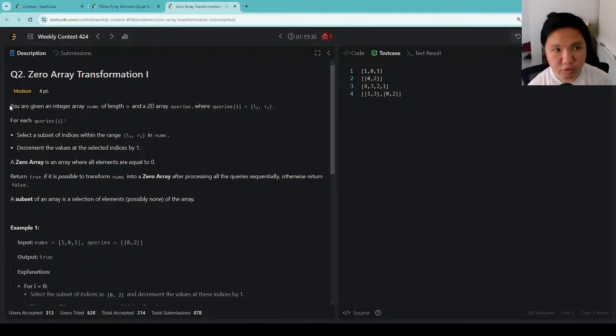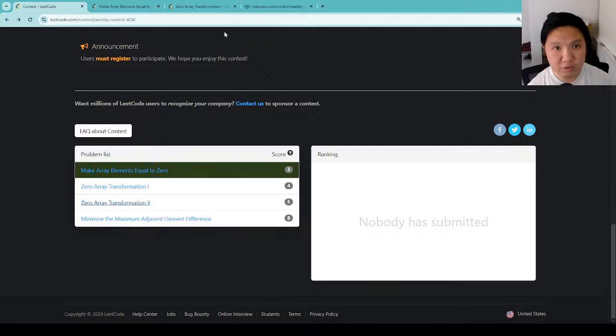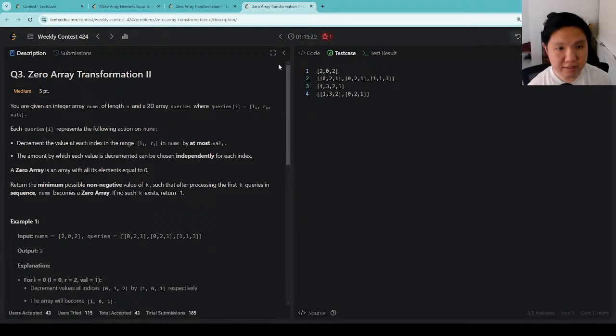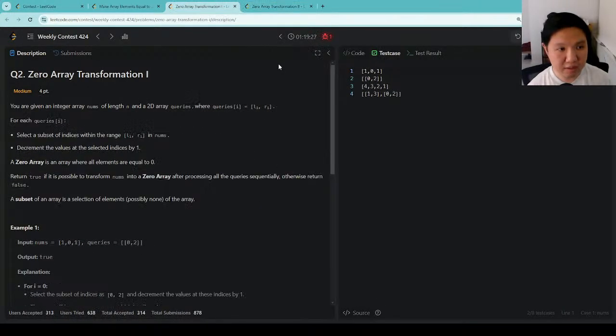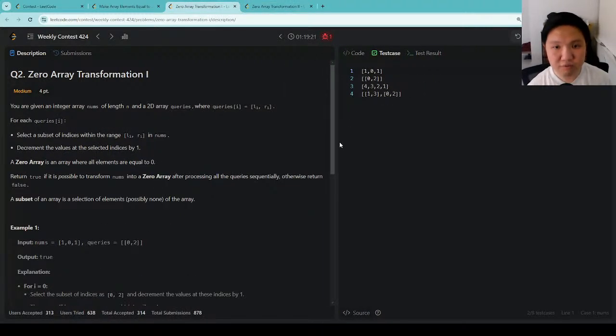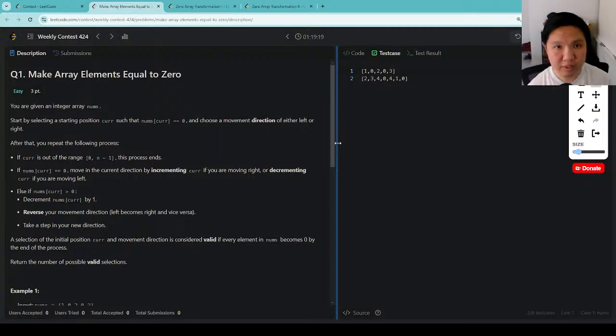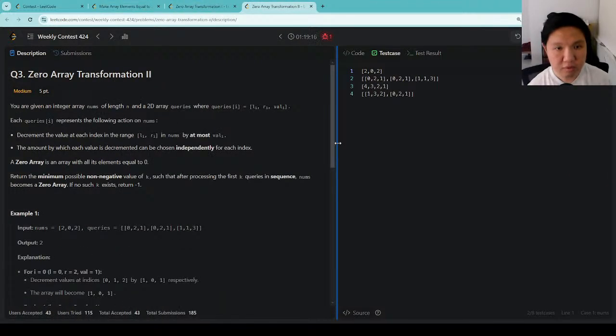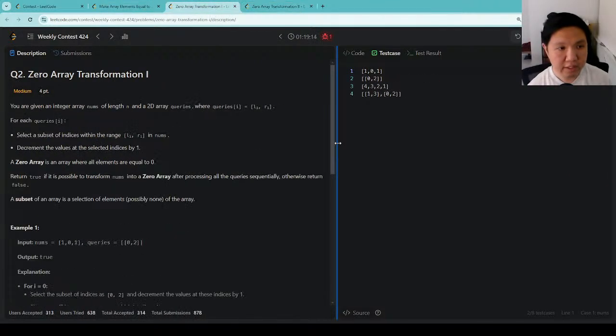Alright, next question. Zero array transformation 1. As usual, if I see two questions with the same name, I'll try to see if they are the same question but harder. If they're the same question but bigger, I'll just solve the second question and ignore the first question. That's what I normally do. Okay, I think they look different.